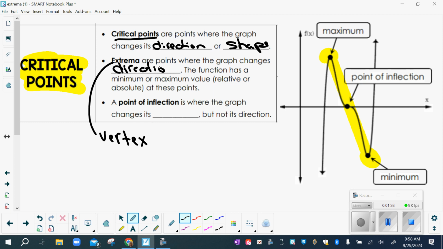And that's important. And they are either the lowest point, which is a minimum, like down here, or they're a high point, a maximum, just like on a roller coaster, right?